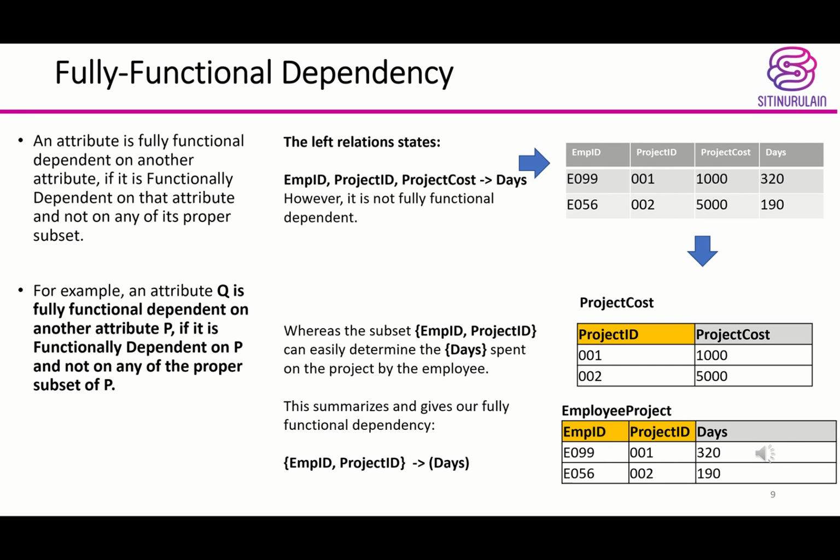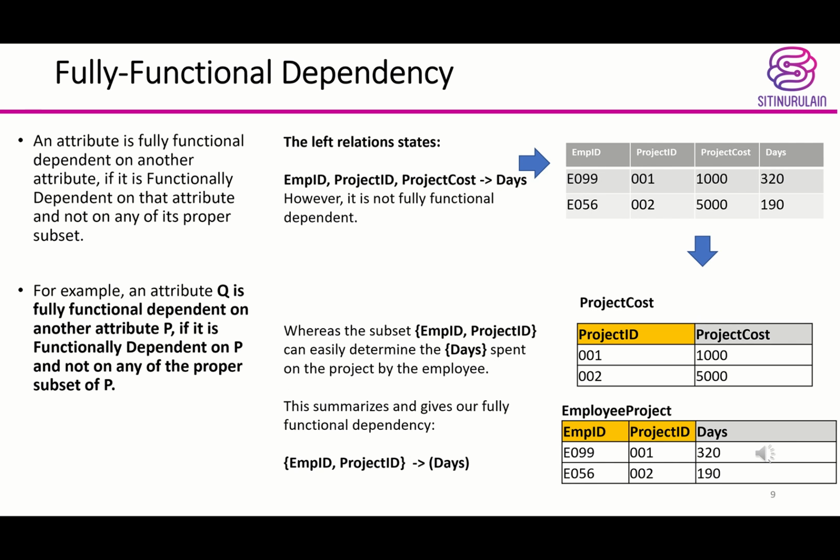We say that an attribute is fully functional dependent on another attribute if it is functionally dependent on that attribute and not on any of its proper subset. For example, an attribute Q is fully functional dependent on another attribute P, if it is functionally dependent on P and not on any of the proper subset of P.